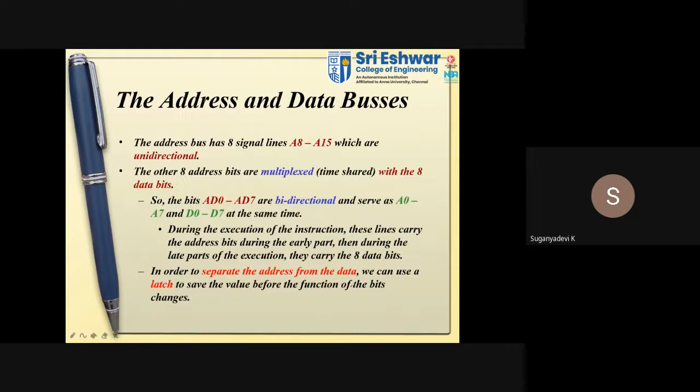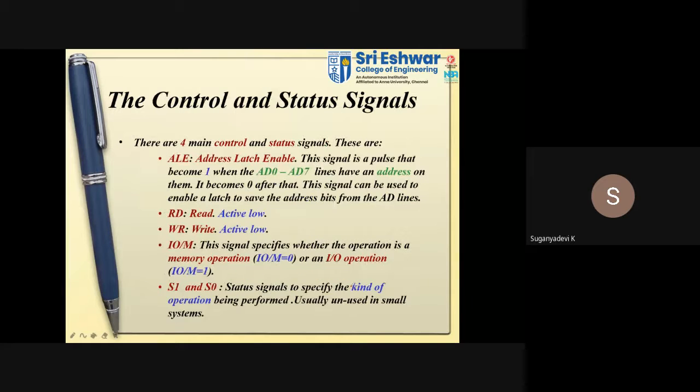And next we have the address and data lines. I have explained everything in the previous slide itself. The address bus has 8 signals, that is A8 to A15, which are unidirectional, and the other 8 address bits are multiplexed with the data bits AD0 to AD7, which is bidirectional. So we have A0 to A7 and D0 to D7 at the same time because they are multiplexed with each other. We have to separate address and data with the help of a latch, that is called address latch enable.